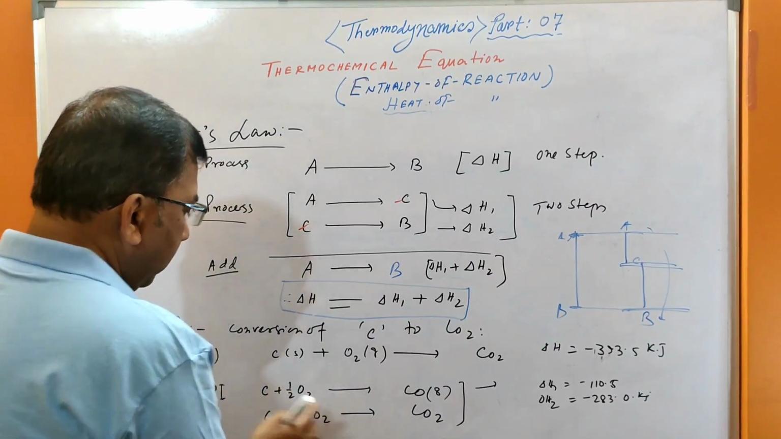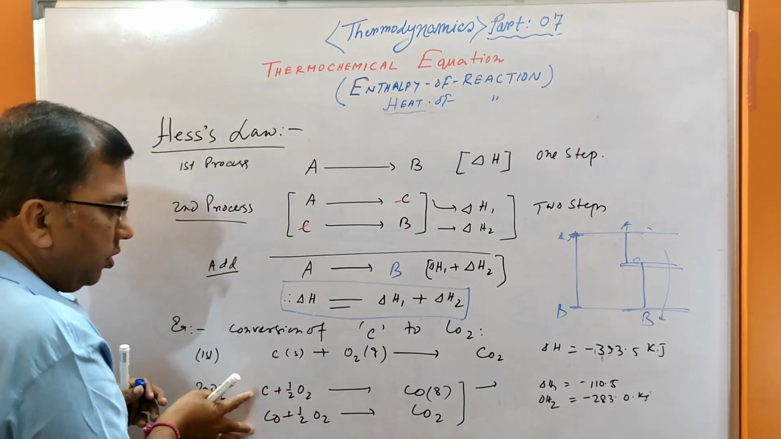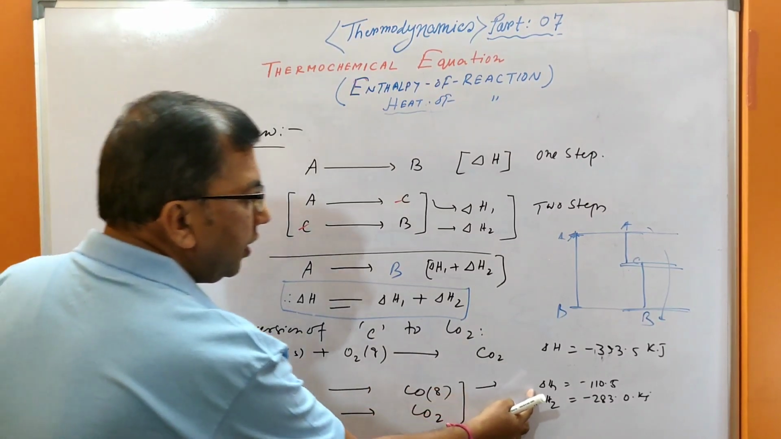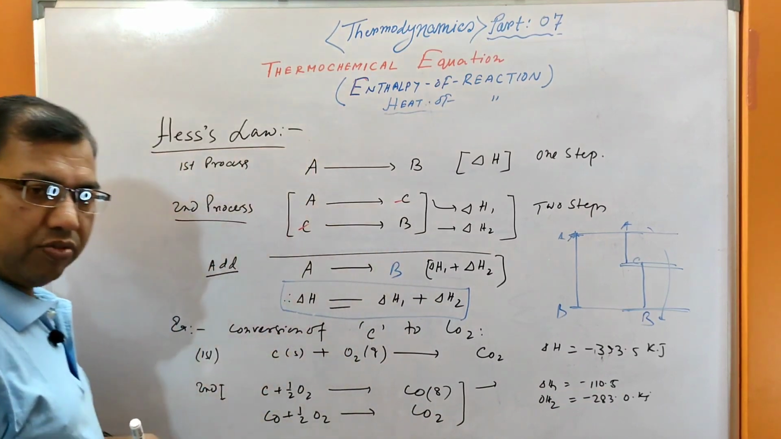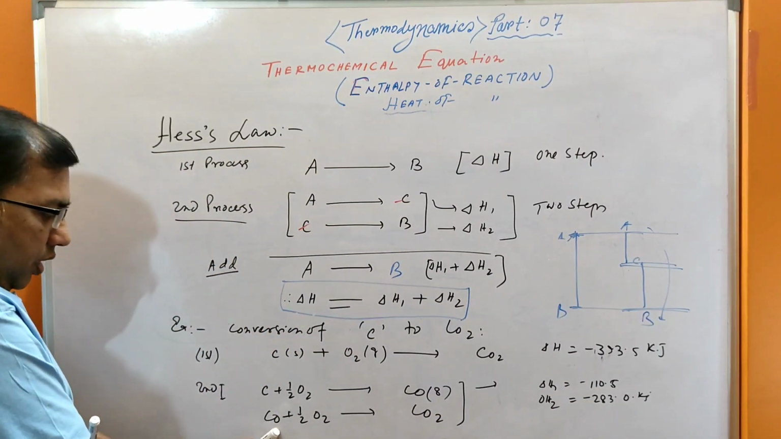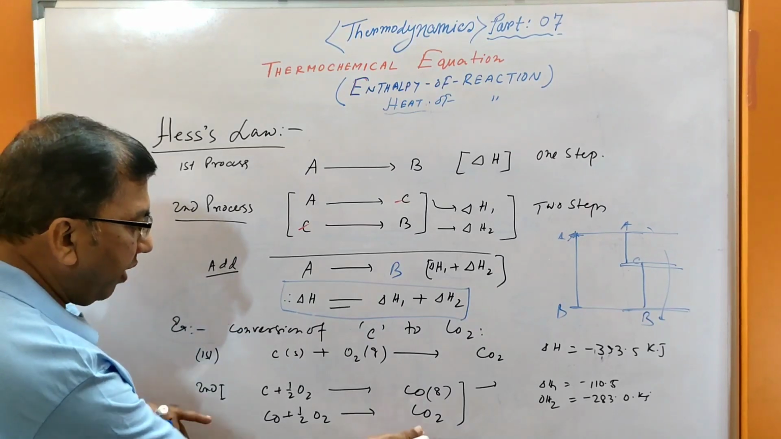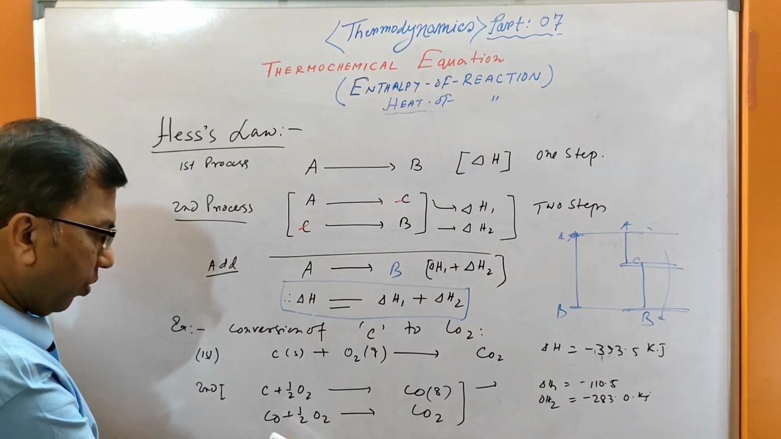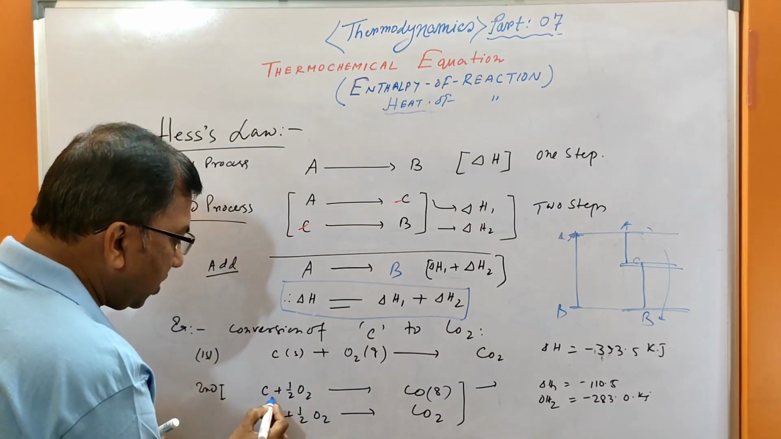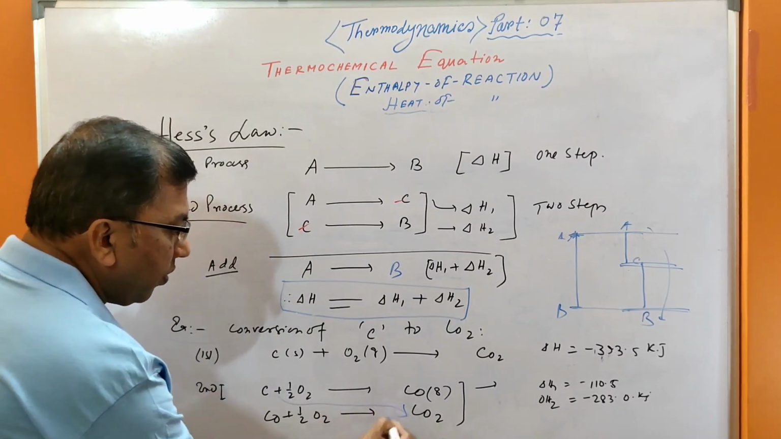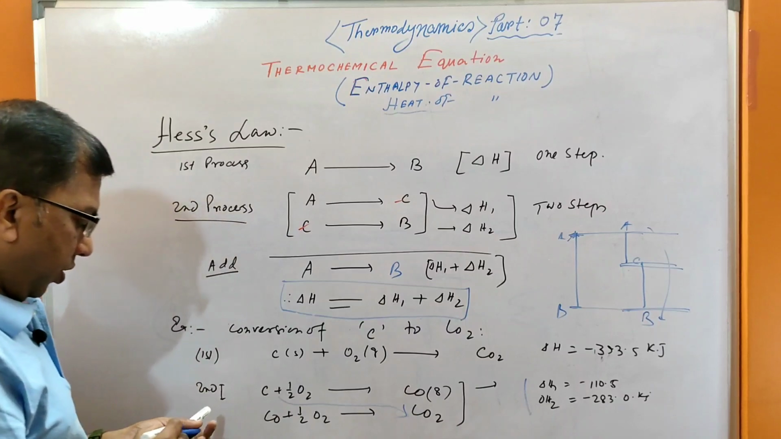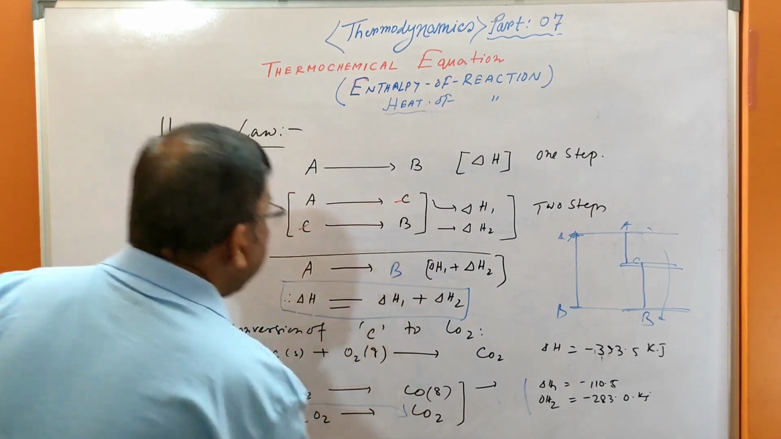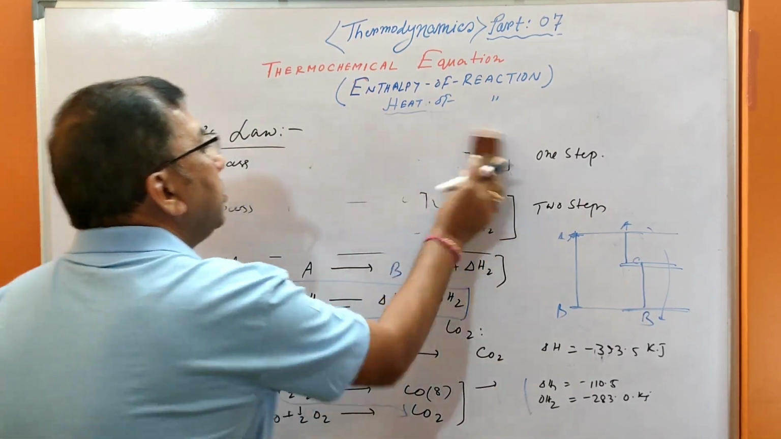Clear. So in the first step, carbon plus half O2 gives CO. Here delta H1 is minus 110.5 kilojoule. And in the second step, carbon monoxide plus half oxygen gives CO2. Finally, the CO will cancel. So carbon plus half O2 plus half O2, that is carbon plus O2, gives CO2. Final product is this, and this is the total heat released. So if you add this plus this, this is delta H1. Add it.